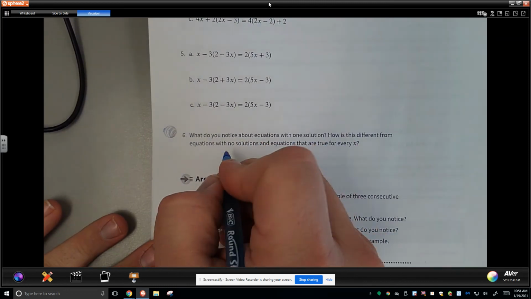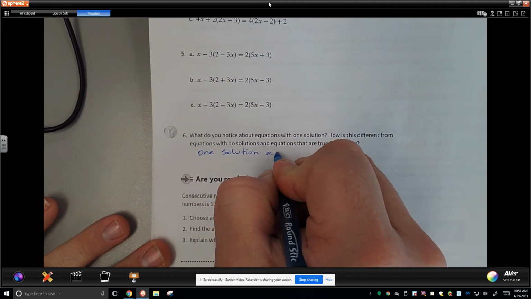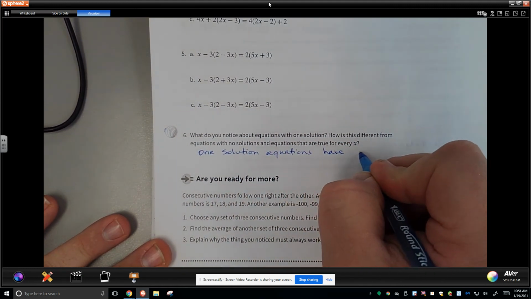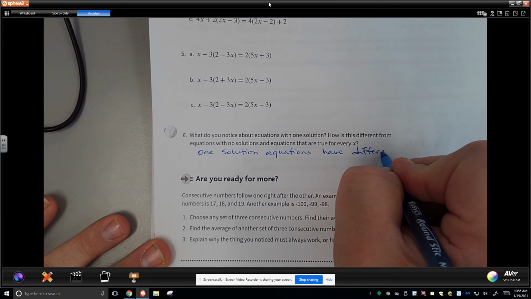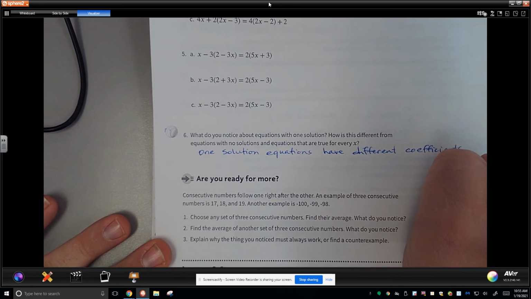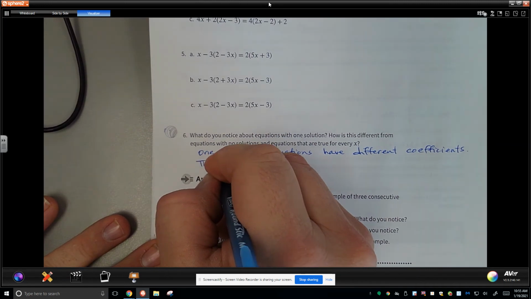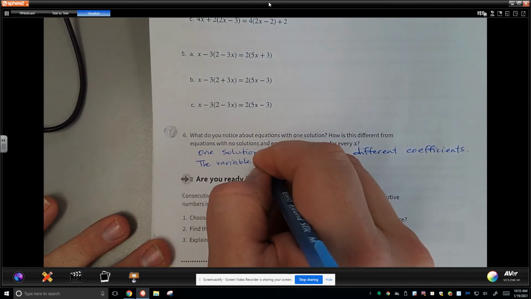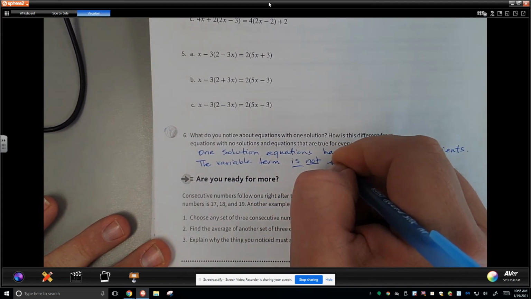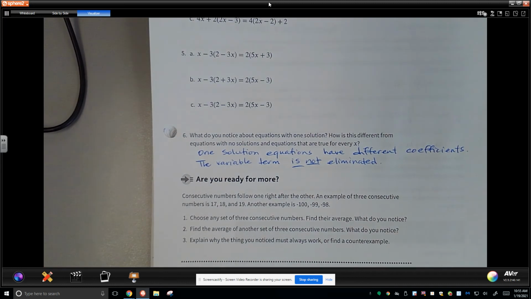So what do you notice about the equations with one solution? Let's talk about that. One solution equations have different coefficients, right? The variable term is not eliminated. Okay, that's the big thing.